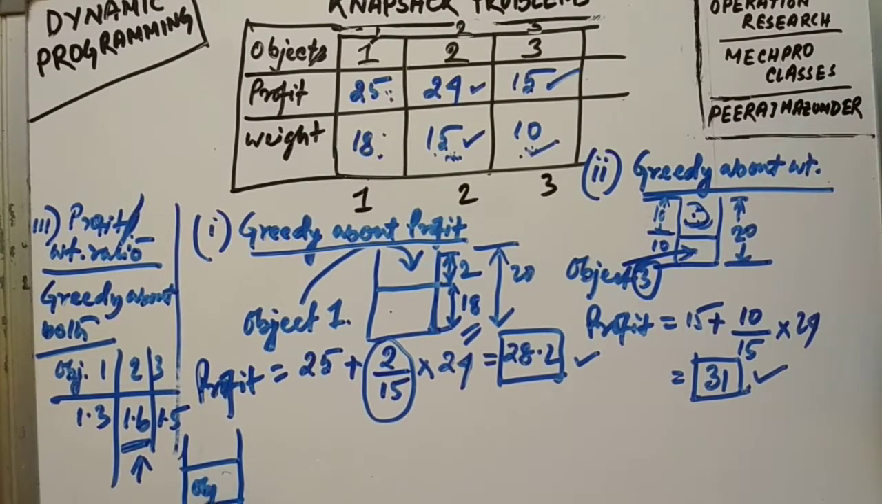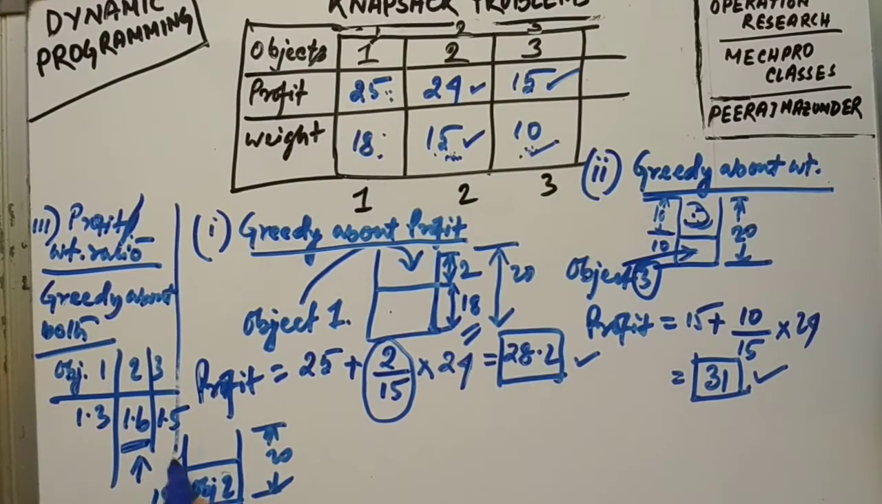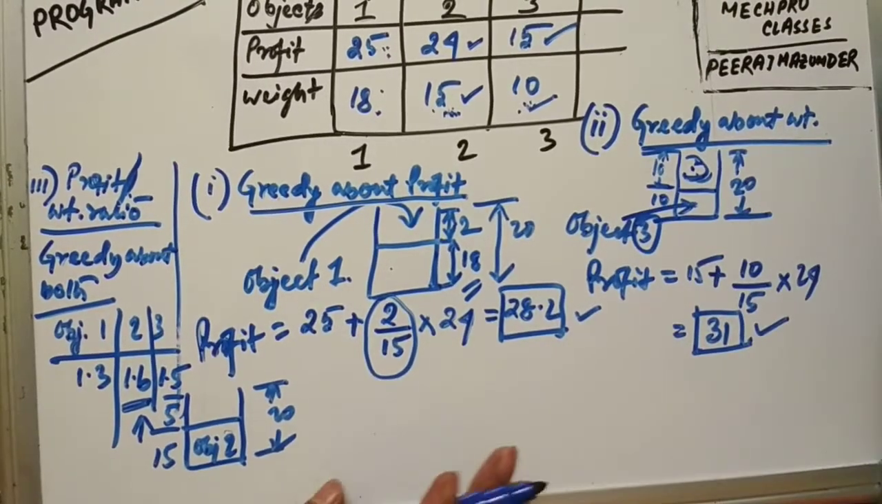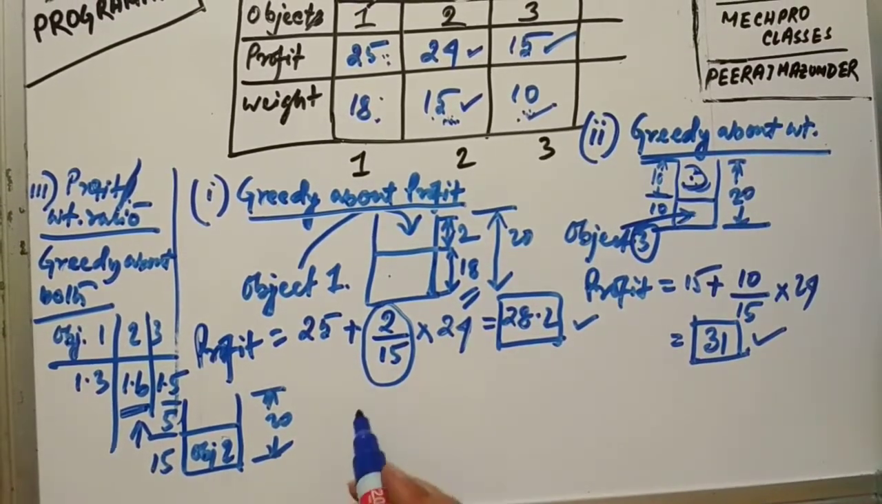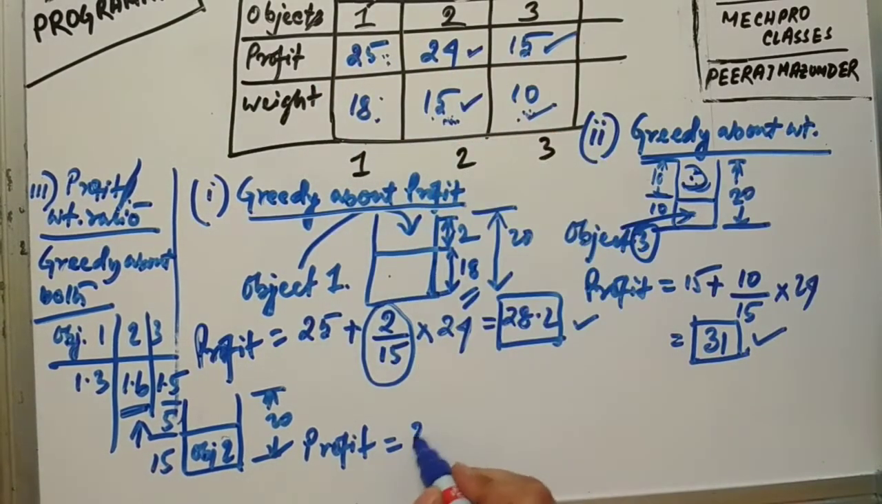So we will fill object 2. Now the total capacity is how much? 20. So object 2 is having weight 15, so we are only having 5 units of capacity left. You can see, it is very clear. Now if you calculate the profit for this particular case, we are having first object 2, and object 2 has a profit of 24.